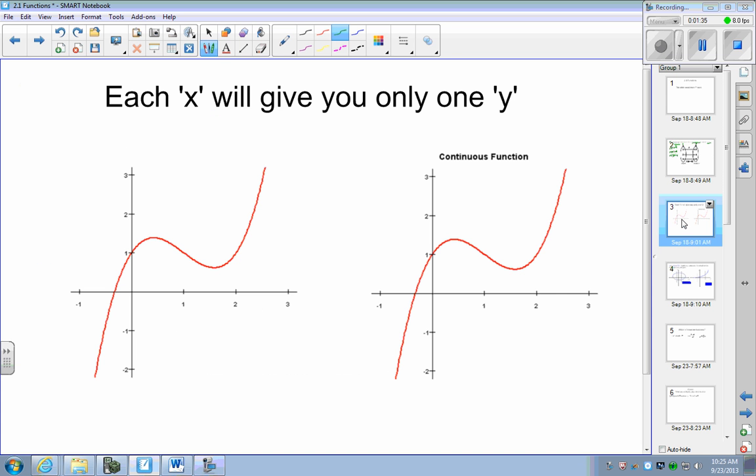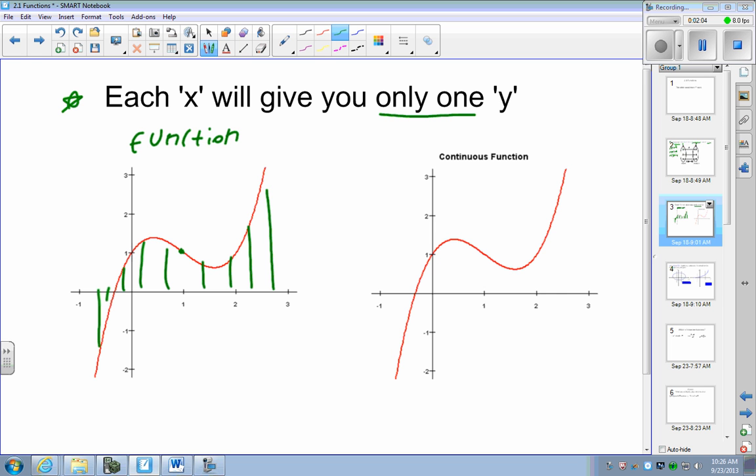So let's determine if a graph is a function. And here, we want to remember that each x will give you only one y. So for this first one, let's look at x is equal to 1. And we can see that it only gives us one output, or one y. And you could do this for every x, and notice that it will only give us one output. So this one is a function.